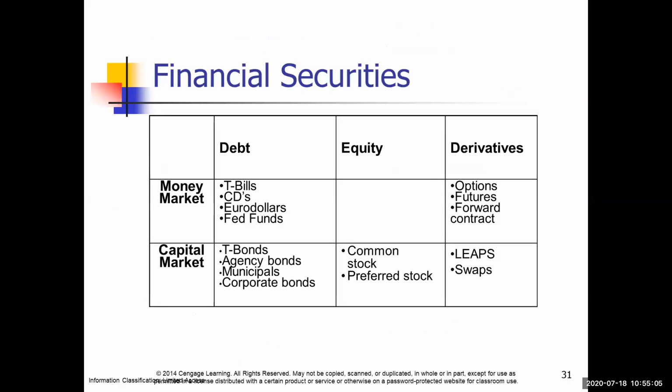Okay, the next, we have financial security. We have two types of market. One is money market and one is capital market. Money market is a market for the short term actually, it could be below 3 months. And capital market is more than 1 year, and up to 10 years can be a capital market. So there are three types of securities: equity, debt, and derivative.